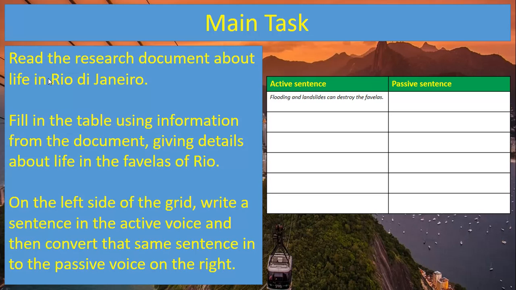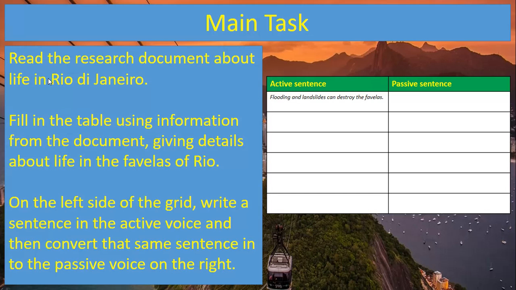Remember, when we put it into the passive voice, we're going to take that object that was at the end of the sentence and we're going to move it to the start of the sentence. So we're going to begin with the favelas. The favelas can be, remember we had be added each time, can be destroyed by flooding and landslides. So again, can you hear we added by? So instead of was or were, we're adding can be this time. Okay? So the favelas can be destroyed by flooding and landslides.